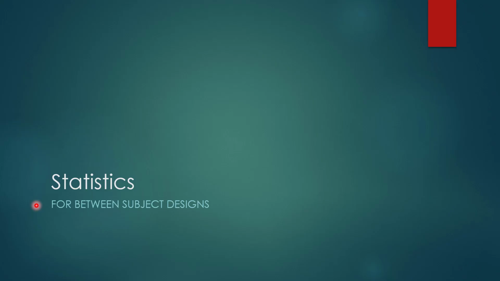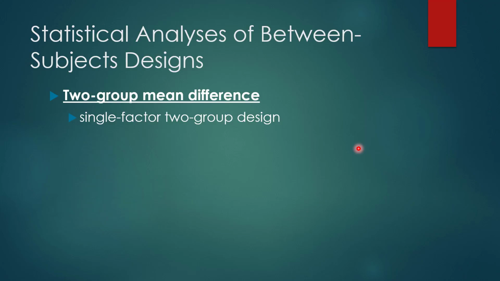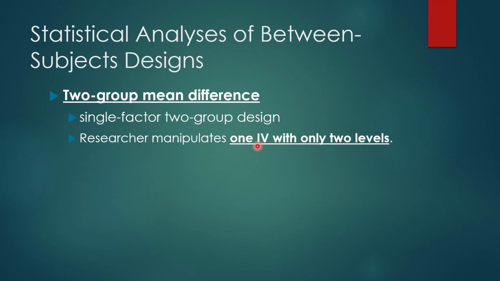This video is going to discuss the different statistical analyses we can do for between subject designs. So the simplest design we have is when you have two groups and you're comparing those mean differences. This is known as a single factor two-group design. In other words, the researcher is manipulating one independent variable or has one factor and it has two levels.